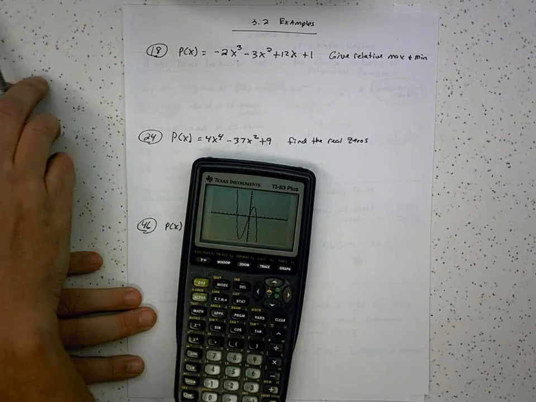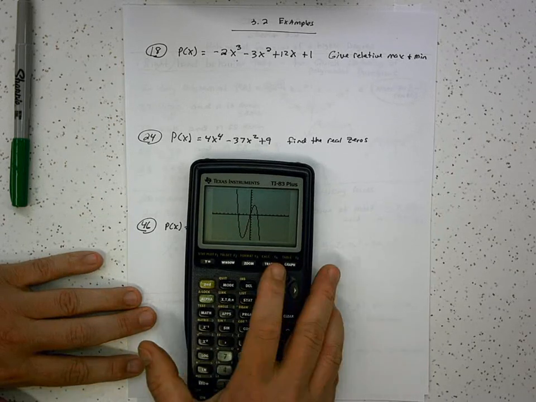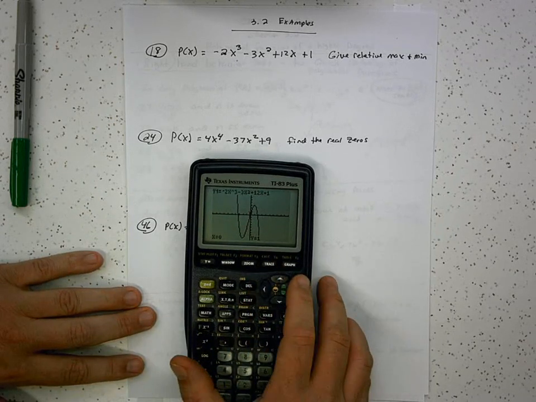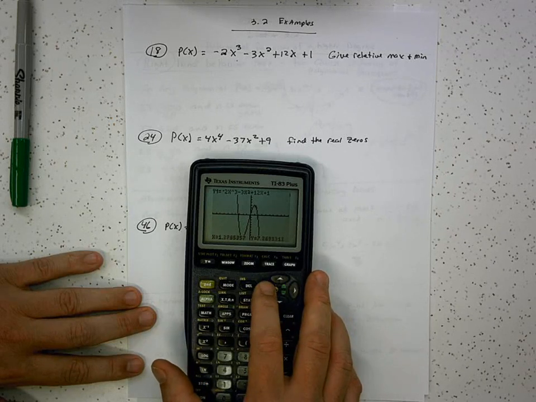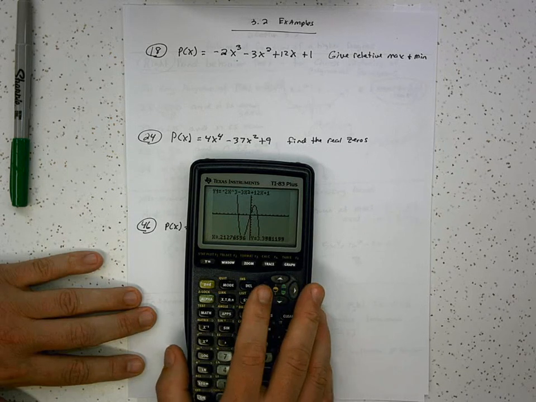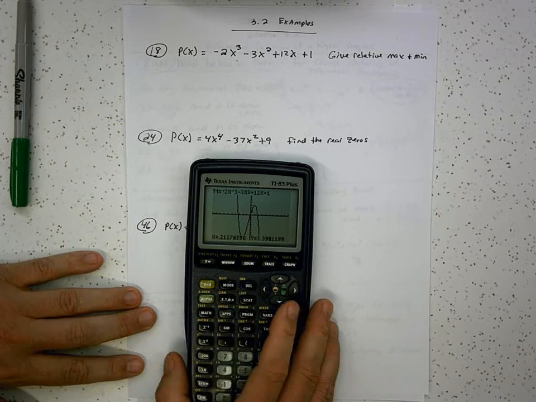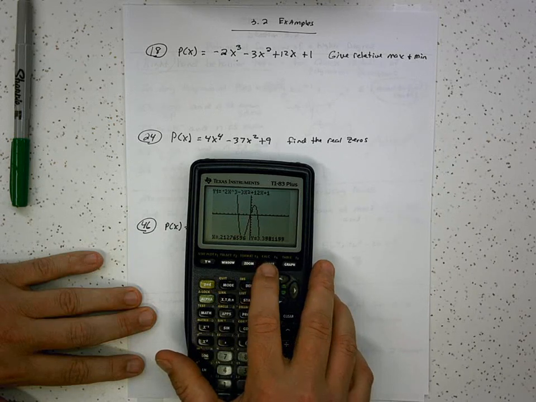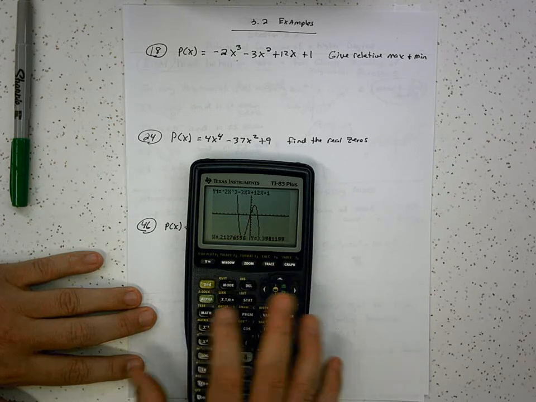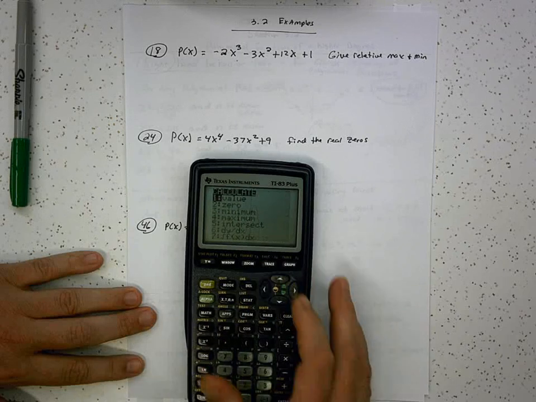So, to find them, here's the fun part. What the book has you do is trace it, but you'll only get really close with the trace. So let's use the power of the calculator. If I want to find a relative max or min, follow my keystrokes. Over here, above the trace, I've got calculate. Hopefully you can see that. So I'm going to hit second calculate.